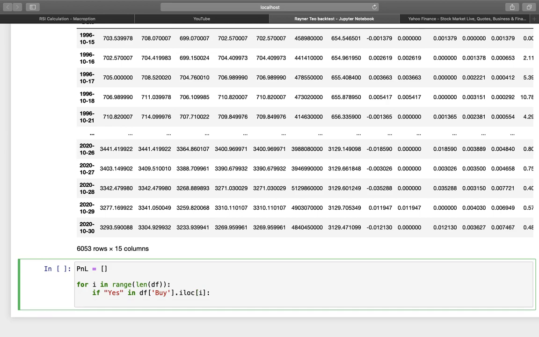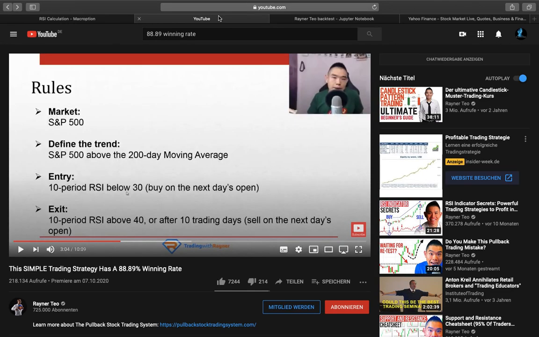Now we have to define an inner loop here to account for the selling conditions. Let us quickly switch to the video again. We should sell as soon as the RSI is getting over 40. If it is above 40, we should sell on the next day's open. If the RSI is not getting above 40 within the next 10 days, we should sell after 10 trading days and sell on the next day's open again. So let us implement that.